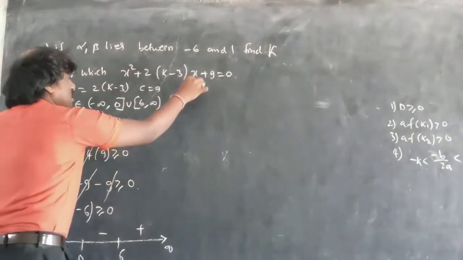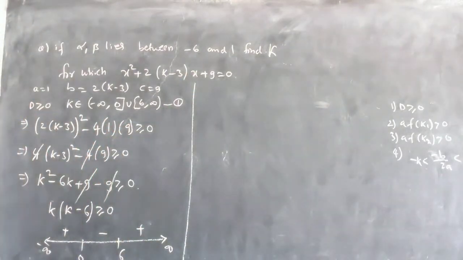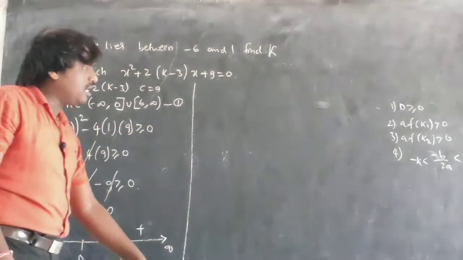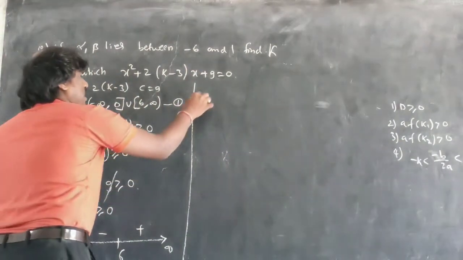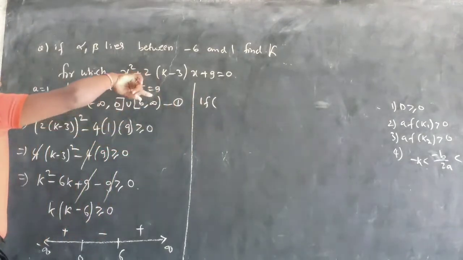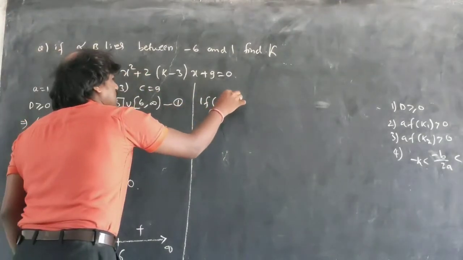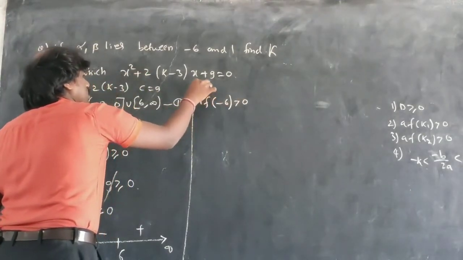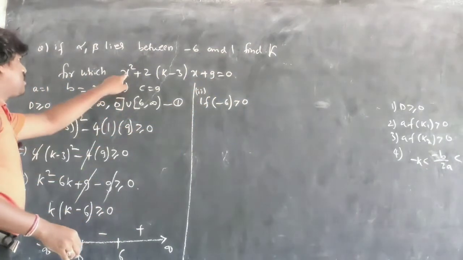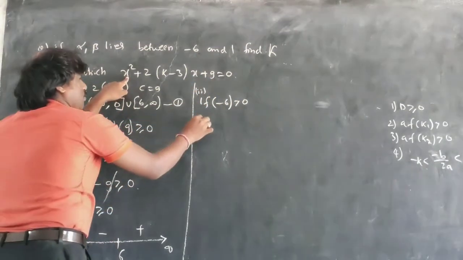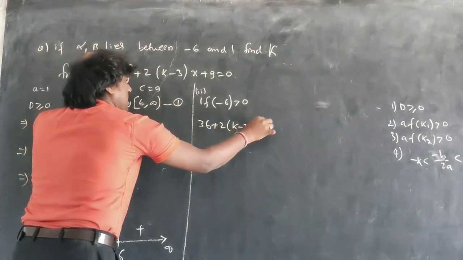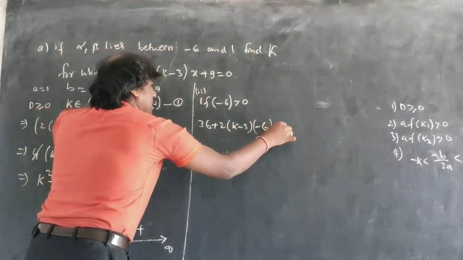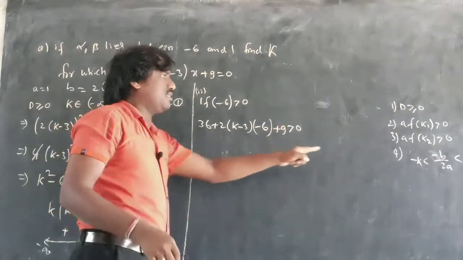Okay, hope you understand case number 1. From that I got the k value is this. Now let us go for case number 2, that is a into f of k1, that is 1 into f of minus 6, greater than 0. This is the case number 2 we are applying. Now if I substitute minus 6 here: 6 square is 36 plus 2 times (k minus 3) into minus 6, plus 9 is greater than 0 as per this rule.